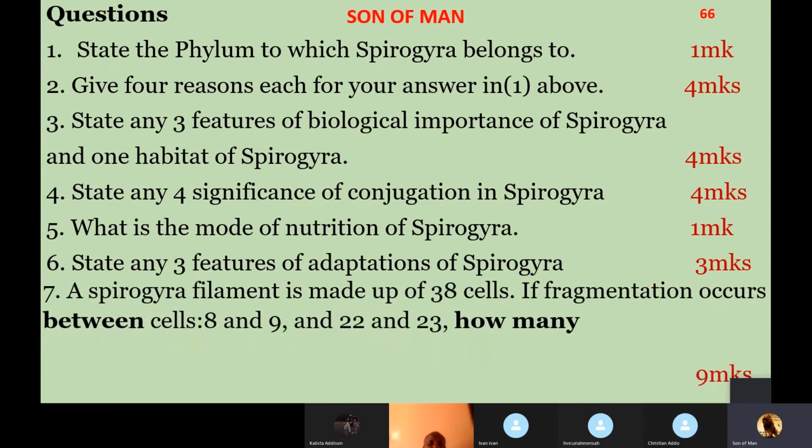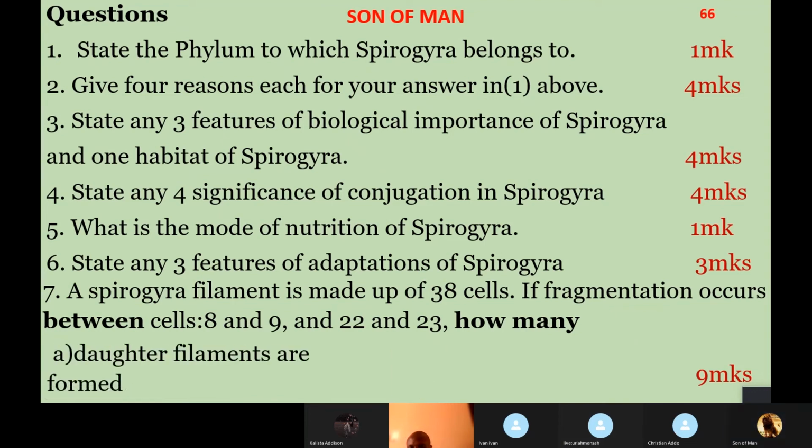Yes, please. Very good. Now, the reason why we're doing some calculation as far as binary fission and fragmentation is concerned is because of question 7. Now, Mary, read question 7. A Spirogyra filament is made up of 38 cells. If fragmentation occurs between cells 8 and 9, and 22 and 23, how many? Okay. Continue. A. Daughter filaments are formed.